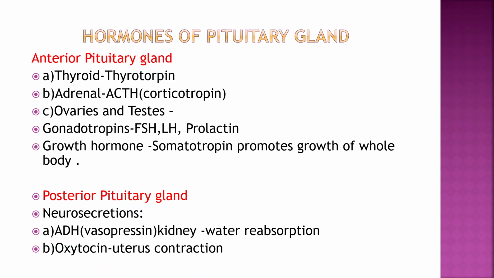Then posterior pituitary gland secretes two hormones, mainly ADH, that is antidiuretic hormone, also called as vasopressin. It is mainly required for the water reabsorption by acting on the kidney. And second is the oxytocin, which allows uterus contraction in a labor.